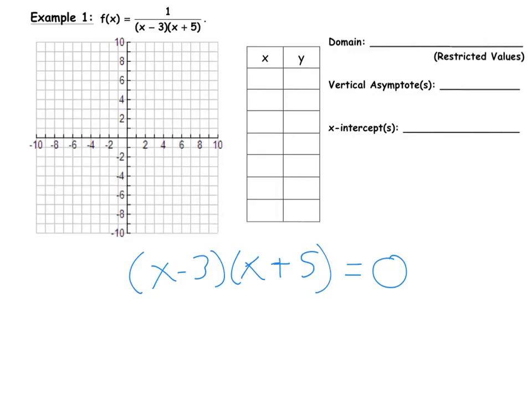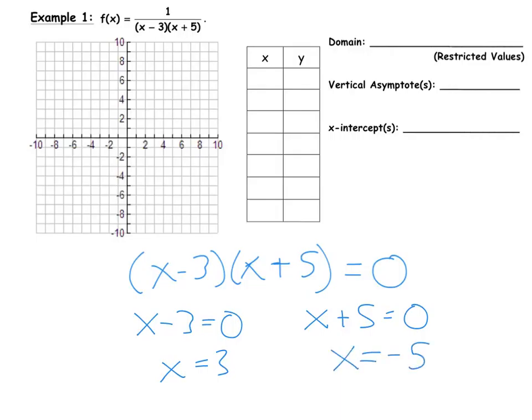Now, I'm hoping we remember this. Basically, what you have here is two factors, x minus 3 and x plus 5, and these are being multiplied together. So we're going to take each of these and set them equal to 0 separately, and we solve for x. So this is simple. We add the 3 over, and we get x equals 3. Subtract the 5 over, and we get x equals negative 5. So these are my x values that make us divide by 0.